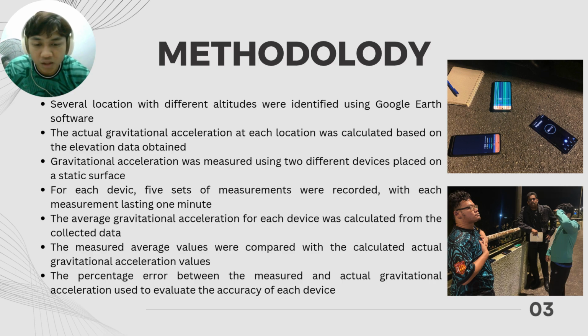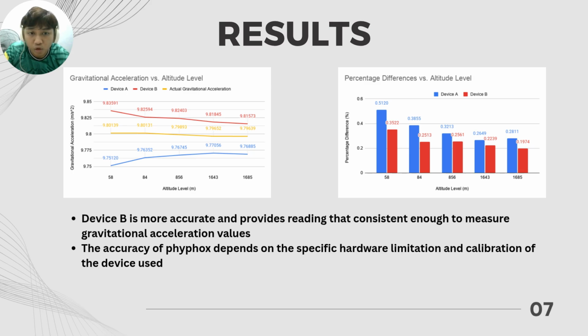And lastly, we calculate the percentage difference by comparing our actual gravitational acceleration and the measured data from each device. Now we present the comparison data that we obtained from two different devices that we used to measure the gravitational acceleration across 5 different altitudes. First, if we look at the line graph on the right, we can see that device B consistently overestimates the gravity, and the trend is almost similar to the actual gravitational trend.